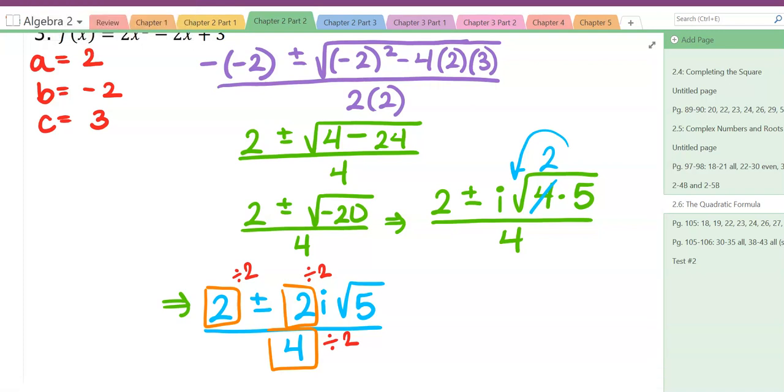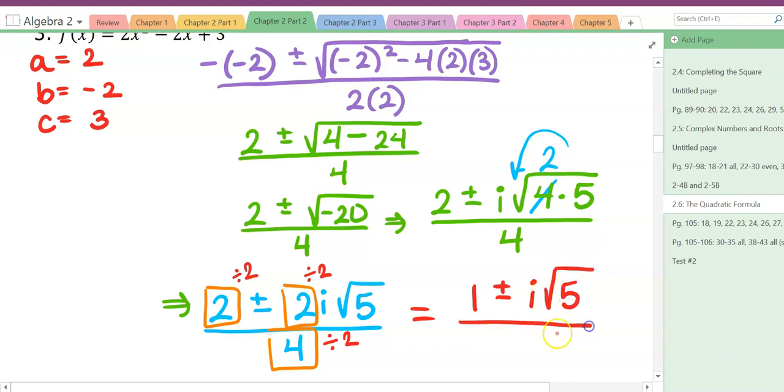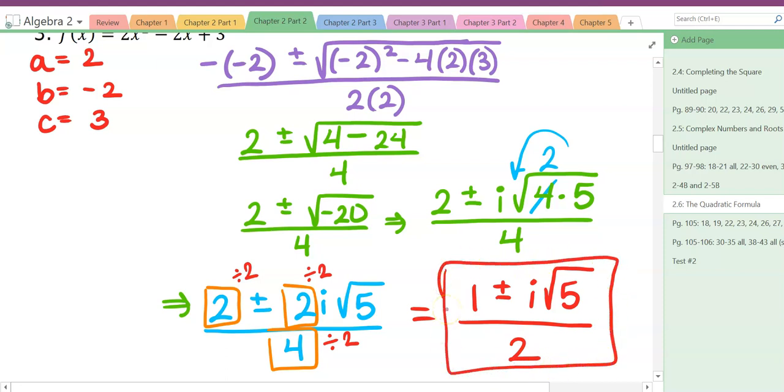Okay, divide everything by 2, so we end up with 1 plus or minus i square root of 5, all over 2. And this is where you can leave your final answer. So the only time you can reduce like that is if the numbers are not underneath the square root sign. So if you're pulling anything out, and you've got these numbers sitting outside, like the whole numbers, you can then reduce it if they have anything in common.